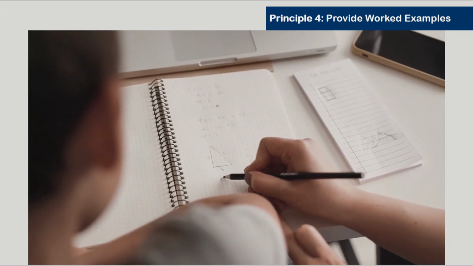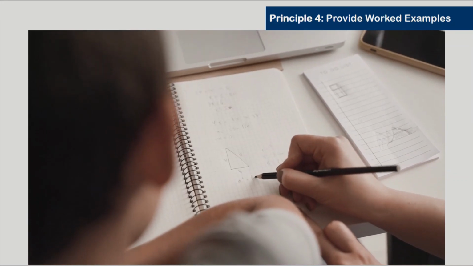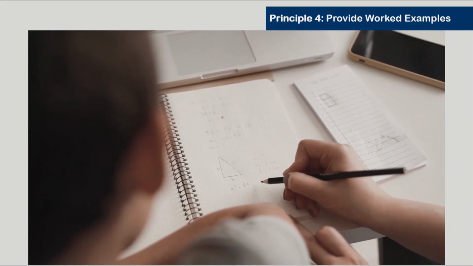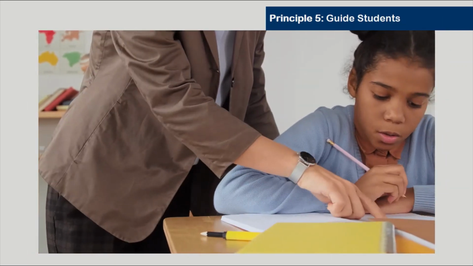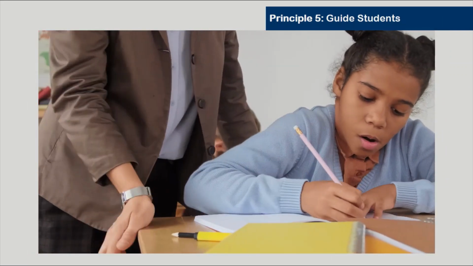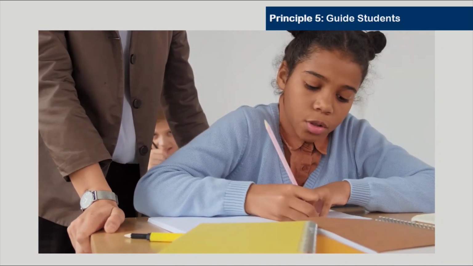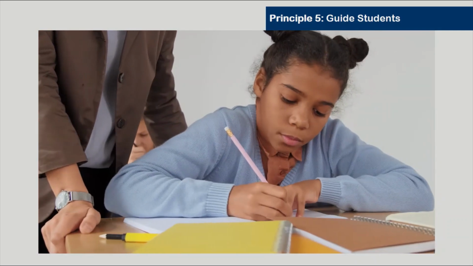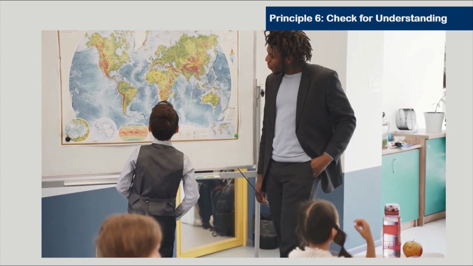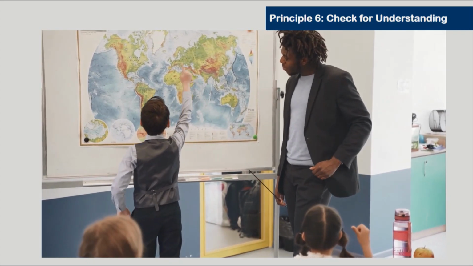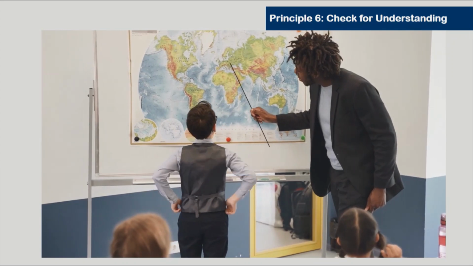Provide worked examples. Instructors need to act as models and provide learners with enough cognitive support to solve problems and carry out tasks properly. Guide students. Learners need to be exposed to different learning experiences. New information needs to be constantly practiced and tested in order to be stored in long-term memory and easily retrieved. Check for understanding. Feedback and regular testing check for potential misconceptions and ensure students' understanding.